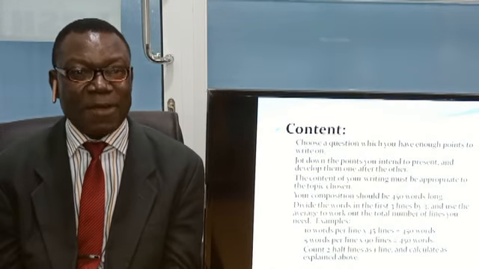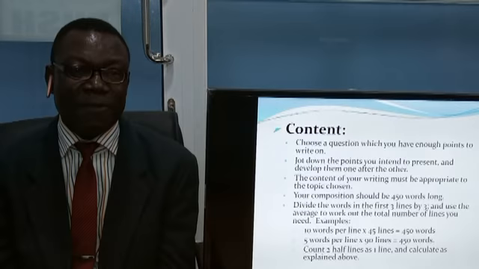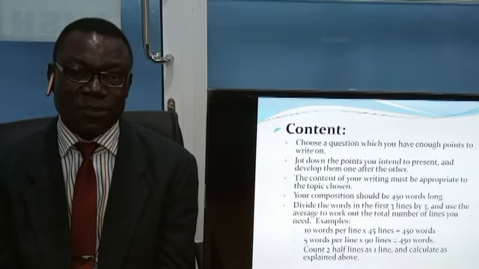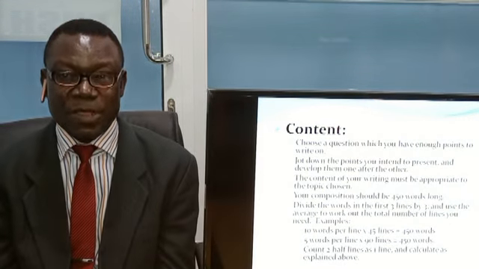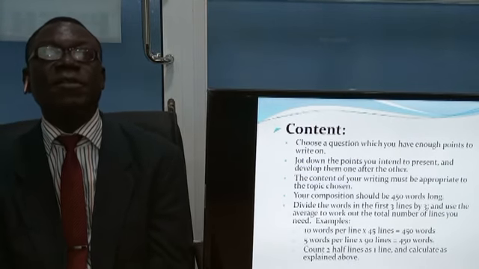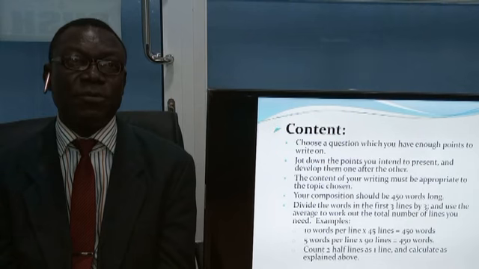Then what about the half lines? You add them up. 2 half lines make 1 line. And then you calculate just as I explained. So with this, you'll be able to achieve the 450 words that's expected of you in your composition.